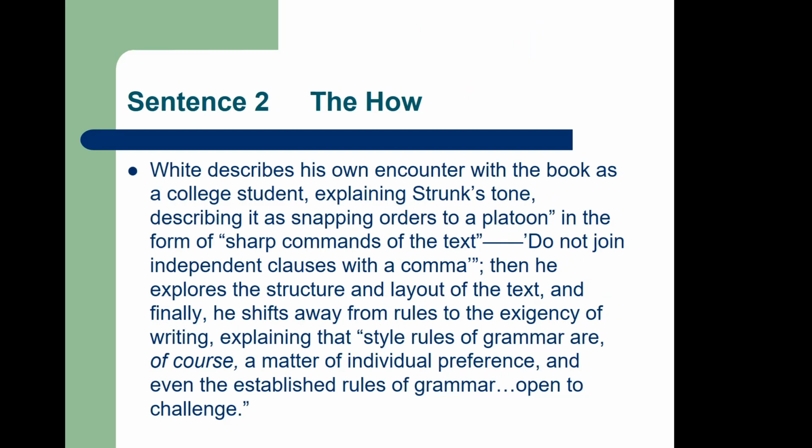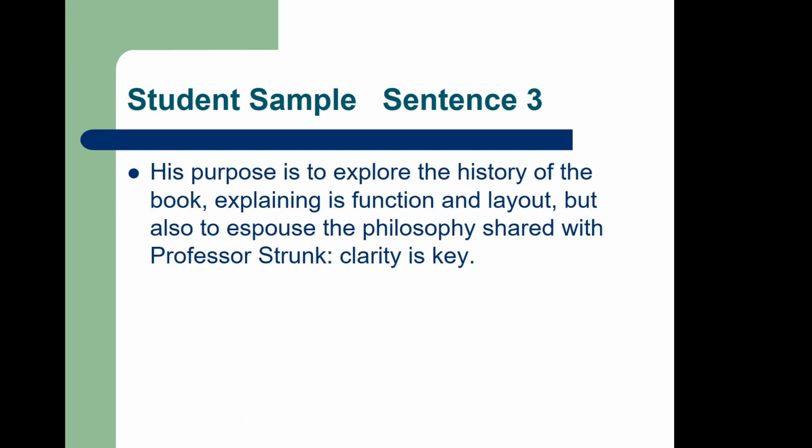White describes his own encounter with the book as a college student, explaining Strunk's tone, describing it as snapping orders to a platoon in the form of sharp commands of the text. Do not join independent clauses with a comma. Then he explores the structure and layout of the text, and finally, he shifts away from the rules of exigence of writing, explaining that style rules of grammar are, of course, a matter of individual preference, and even the established rules of grammar open to challenge.